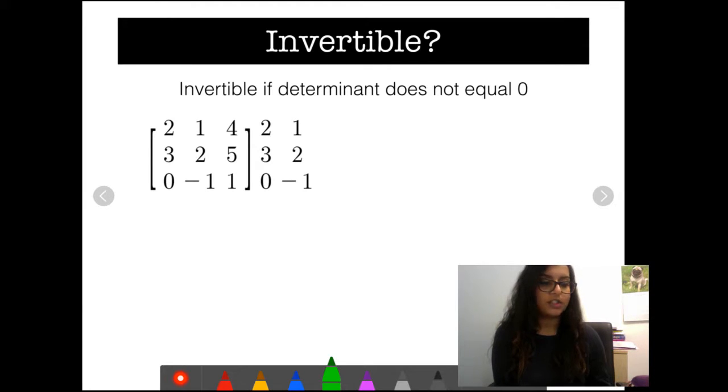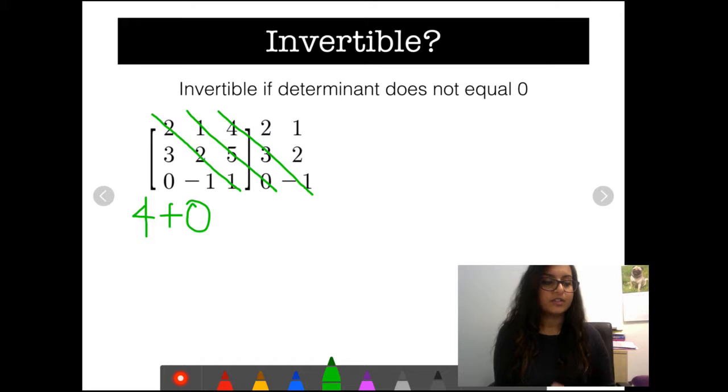And then what we're going to do is we're going to do 3 diagonals. This is the first one, and we multiply all the numbers. So this one is 2 times 2 times 1, which is 4. Then we do the next one, 1 times 5 times 0, which is 0, so plus 0. And the next one is 4 times 3 times negative 1, which is plus a negative 12.